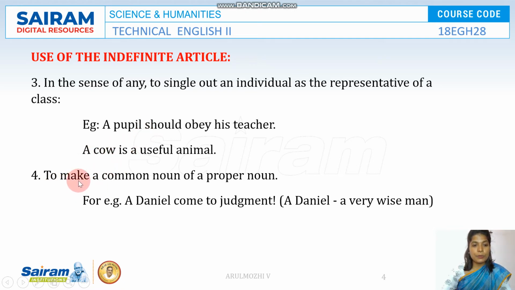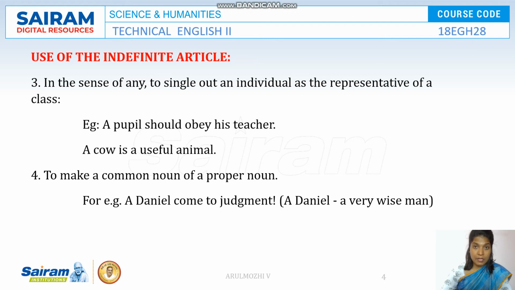Next one, to make a common noun out of a proper noun. What is a proper noun? It refers to a specific person. What is a common noun? It refers to a class. When somebody is very famous for a particular action, then you can make a common noun out of a proper noun. Take for example, a Daniel comes to judgment. When you say a Daniel, Daniel is known for having suffered a long term in prison. He is well known. It is a Bible story.